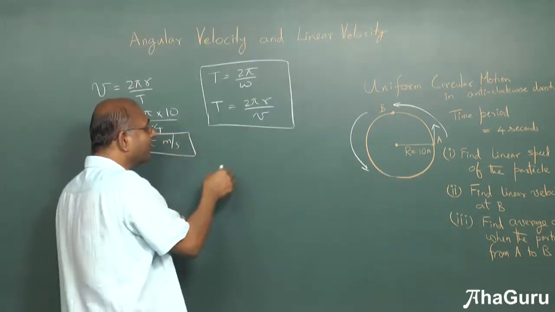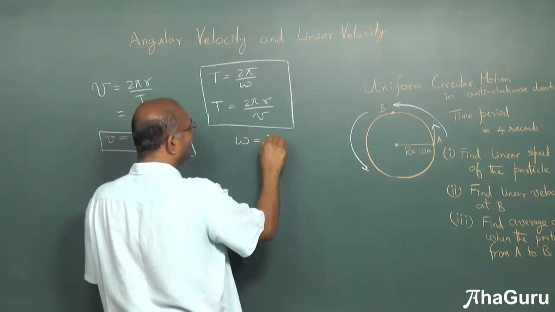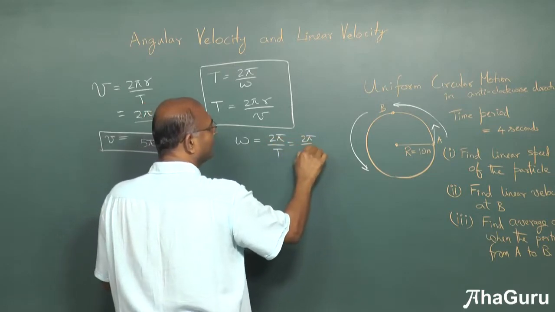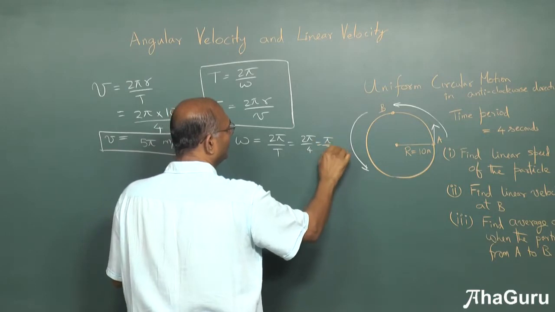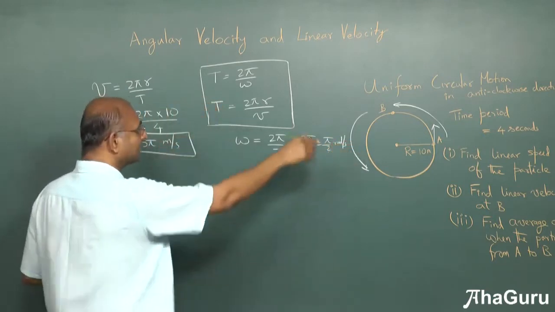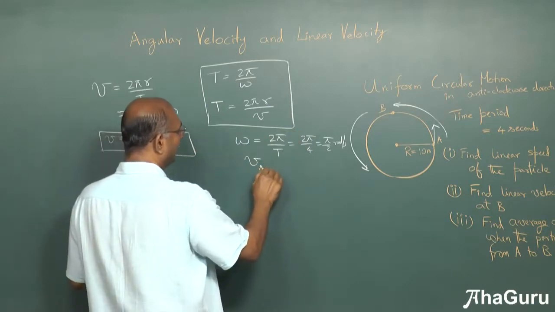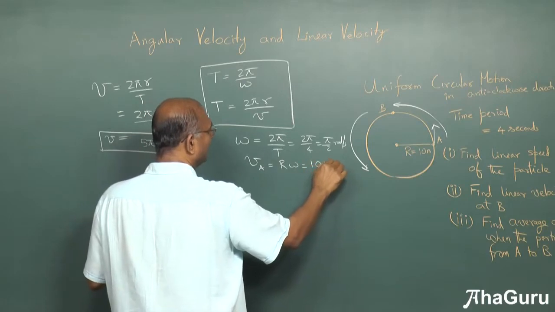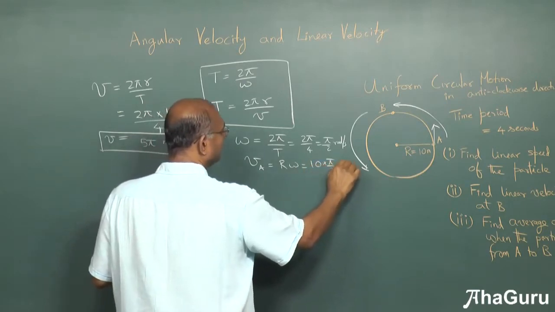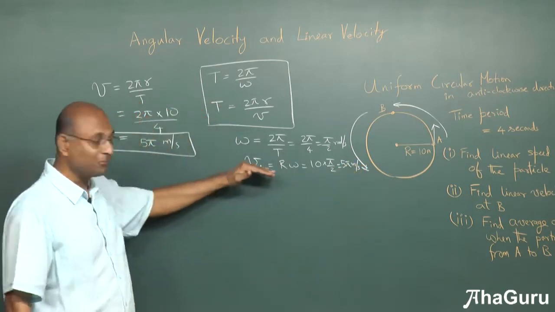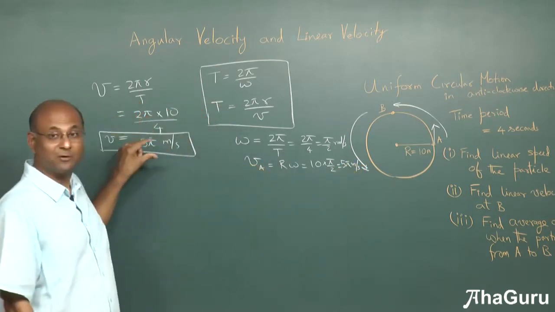But I didn't use omega for this, but you could have done it. You could have said omega is 2 pi by T, so 2 pi by 4 or pi by 2 radians per second. And therefore the speed at A is r omega, r is 10, so 10 into pi by 2, which gives me 5 pi meters per second. Here I'm using the formula r omega. In the earlier method, I did not use the formula r omega.